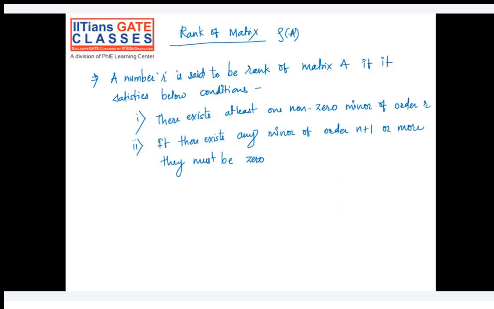Let's take this simple example: 1 1 1, 1 1 1, 1 1 1. It's a 3 cross 3 matrix. If you convert this into echelon form, I'll explain what echelon form is in the upcoming slide. After performing row operations, R2 equals R2 minus R1 and R3 equals R3 minus R1, we'll get 1 1 1, 0 0 0, and 0 0 0. So this is a 3 cross 3 matrix.